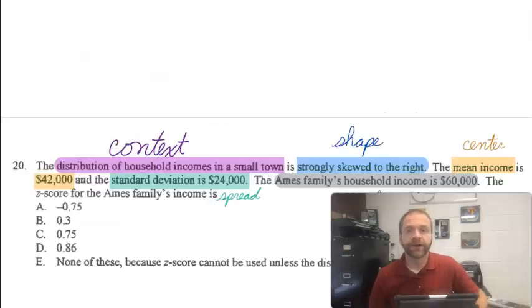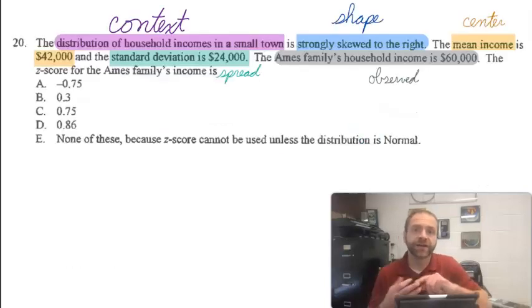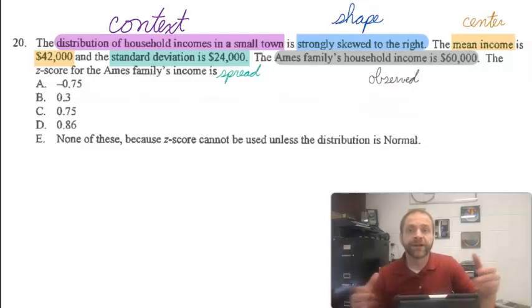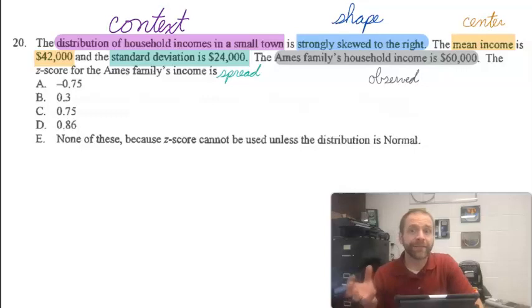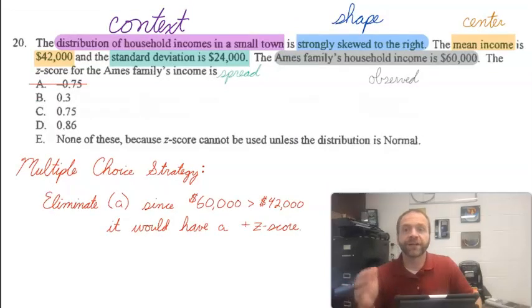So I did get, right off the bat, context, shape, center, spread, and what I observed in this scenario. So I'm going to try and figure out what I'm going to do with this. Well, z-score, I know I'm going to do the z-score formula, but I'm going to apply some logic here. I know the mean is $42,000 and the Ames family income is $60,000. First off, that's a positive z-score. And so I'm going to go ahead and cross out option A, because 60,000 is bigger than 42,000, which means the z-score would be positive. So therefore, option A can't be the answer.